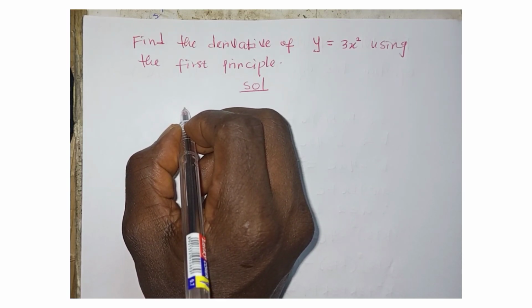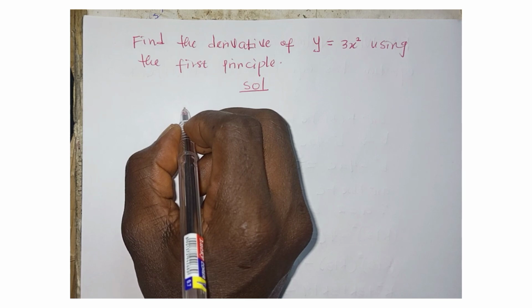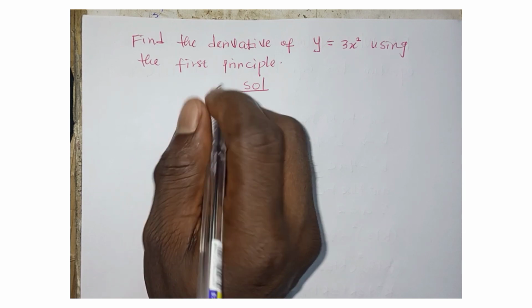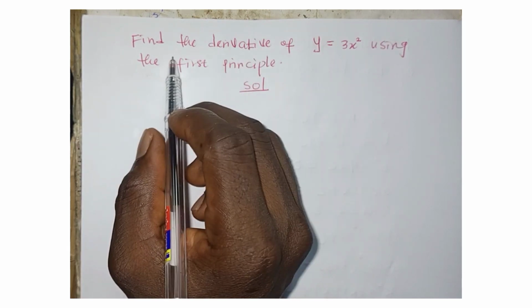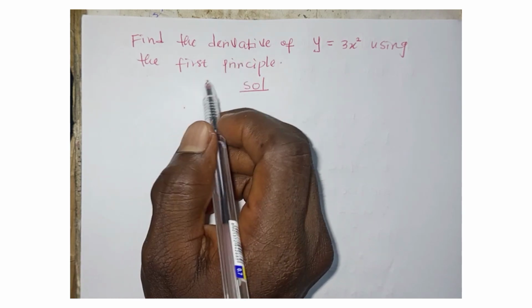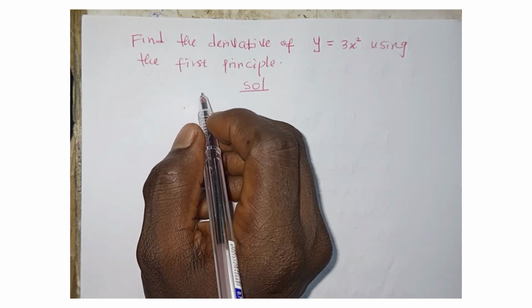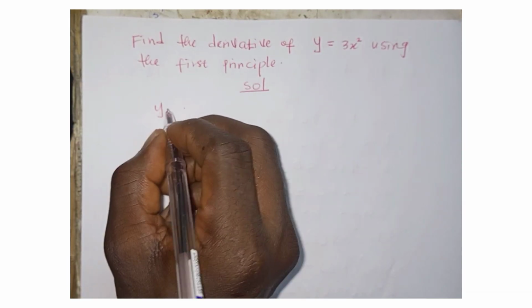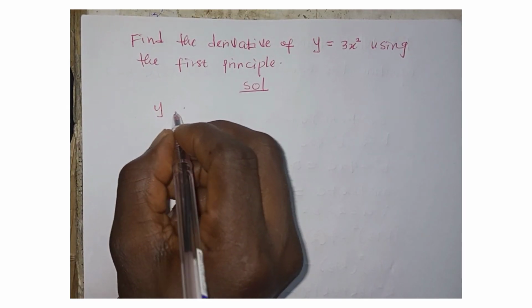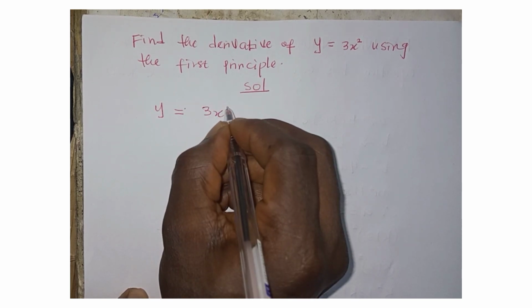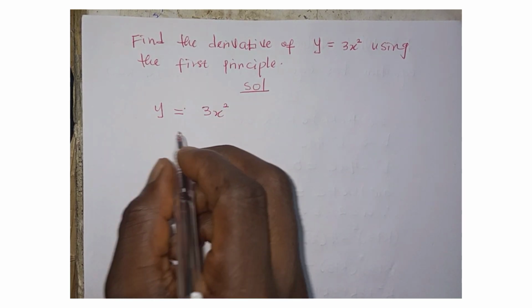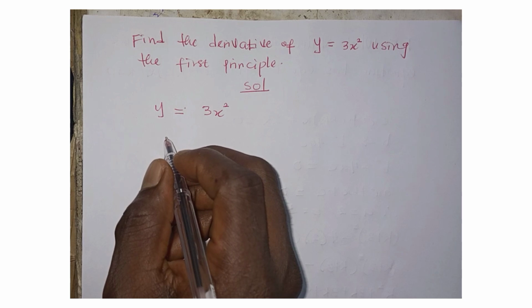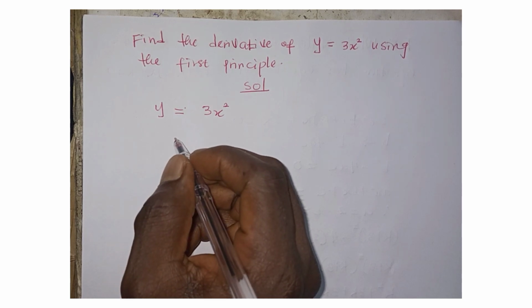Let's consider this question also under calculus, which is differential calculus. We are asked to find the derivative of y equal to 3x squared using the first principle, not the direct method. Very simple. We are given that y equal to 3x squared. Now, using the first principle, we'll be using delta, that is change in x and change in y.